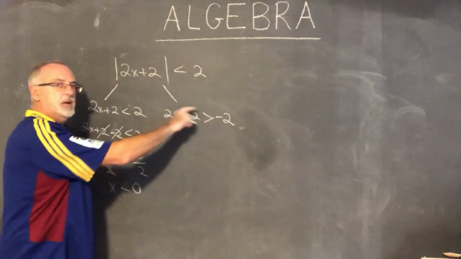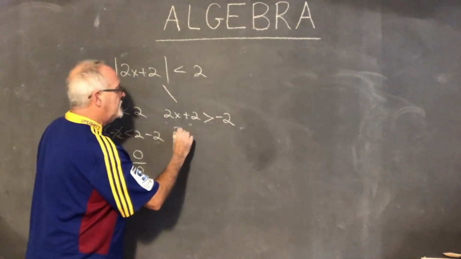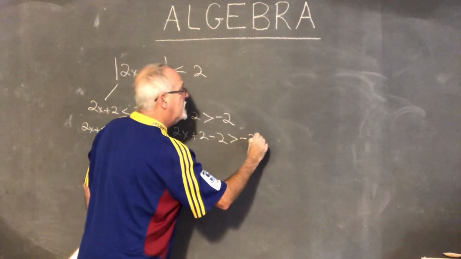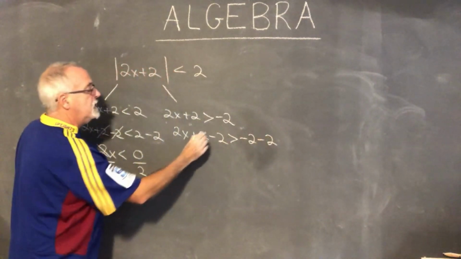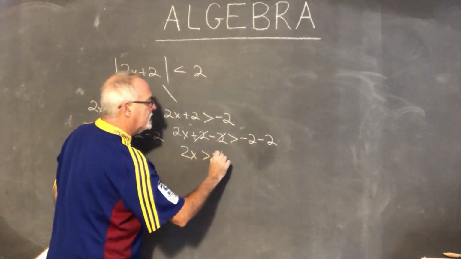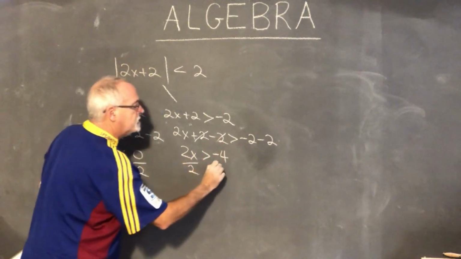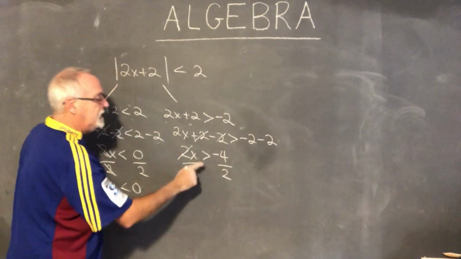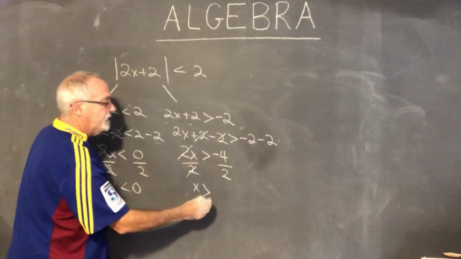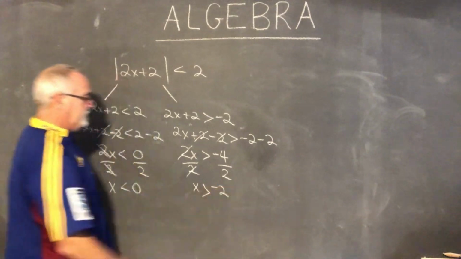Will it happen over here? Are we going to get another 0? 2x plus 2 minus 2 is greater than negative 2 minus 2. No, we're not getting a 0. These cancel. 2x is greater than negative 2 minus 2, which is negative 4. Divide both sides by 2. Cancel, cancel. Don't have to flip the symbol backwards, so it's still greater than. Negative 4 divided by 2 is negative 2.